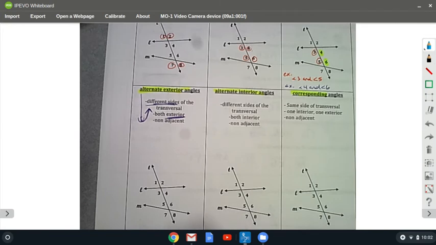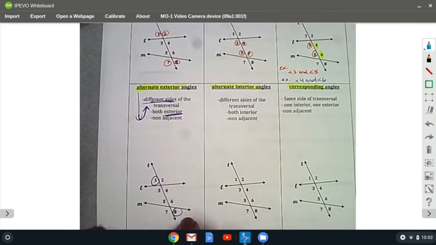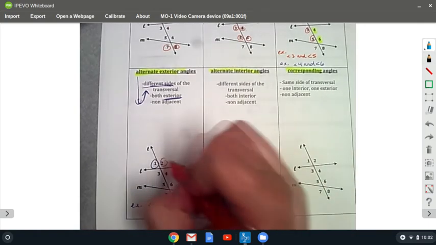Okay, so alternate exterior example would be 1 and 8. They're both exterior and they're both on opposite sides of the transversal. Another example here would be 2 and 7.